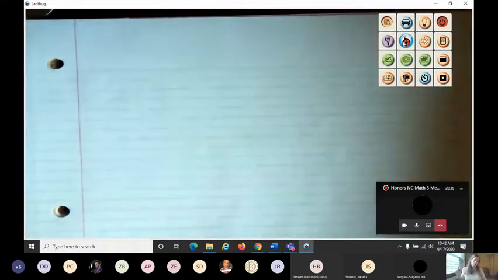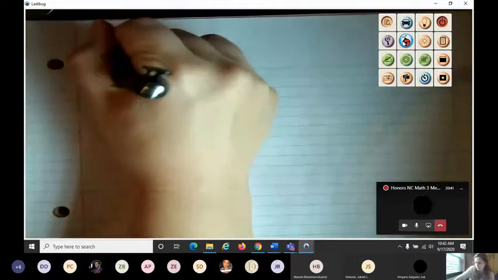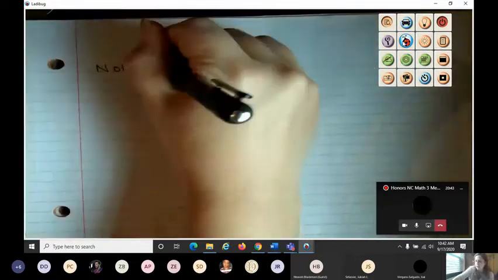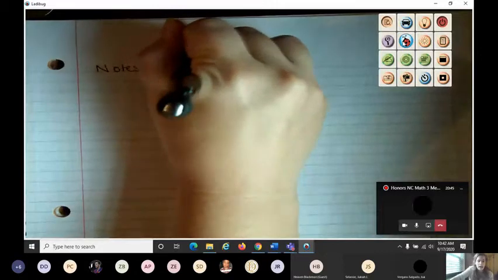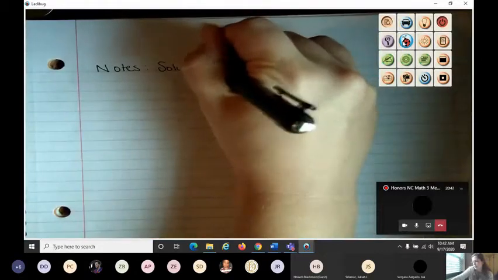So our notes for today, man, my thing is so unfocused. Okay, so we are taking notes. We're solving absolute value equations.